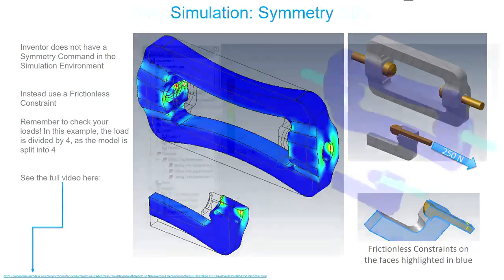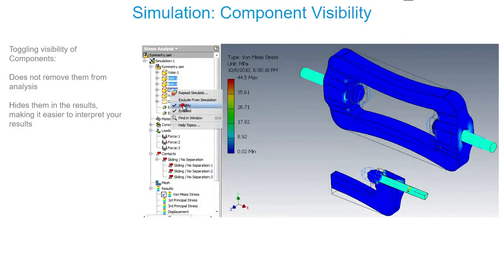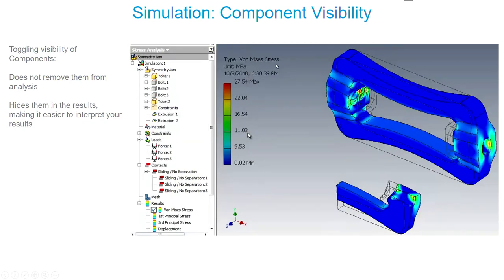It's really good. And something else to consider is when you've got your results and you've got a bunch of components that you're looking at, sometimes it's difficult to see what's going on. You can right-click on a component and turn off its visibility. Okay? And you'll see, look at the results. So we've got 44 megapascals up here. When I turn that one component off, it goes down to 27. My results haven't changed, just the view of my results has changed. So we're not seeing that pin anymore, but it's still being calculated. So it's a good way of seeing a little bit more detail on your models.